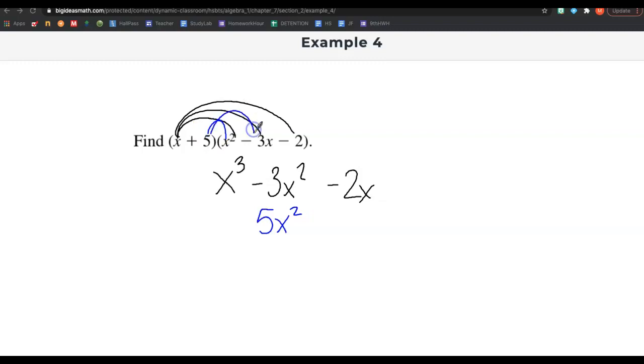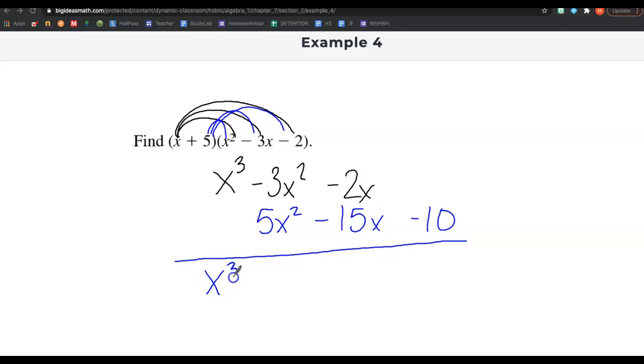So then 5 times negative 3x would be negative 15x, and that goes with the last one. Good. And then 5 times negative 2 would be negative 10. Does that one have a like term? So then off to the back. So now it's a lot easier to find your like terms. So what would this be? And then there are no like terms, so that's just your answer.